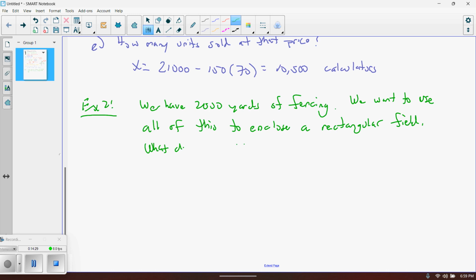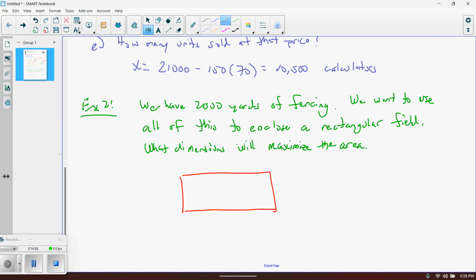So what dimensions will maximize the area? All right, so in order to do this, first of all, it might be a really good idea just to create a little sketch. Just have a rectangular field, nothing fancy. And with a rectangular field, we should know a couple of things. We should know that it's got a width and a length, or a base and a height, or however you want to say this with the rectangle.